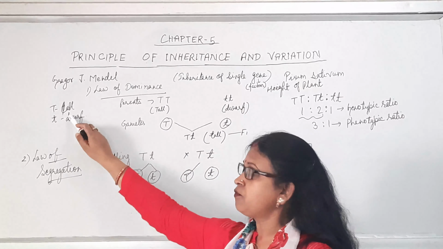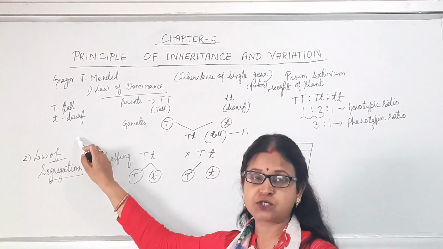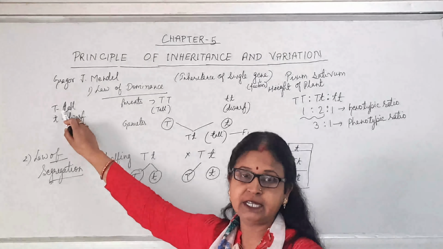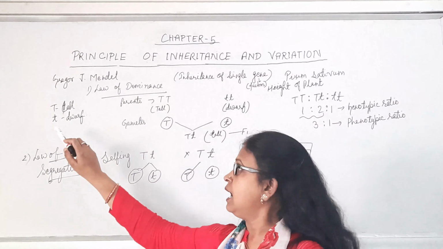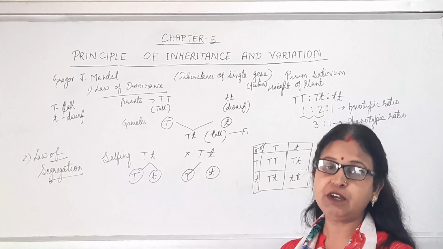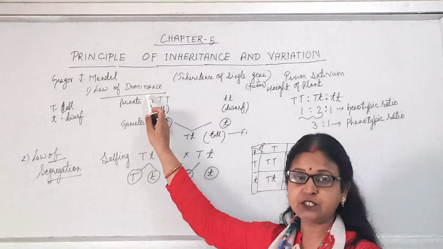Now in the presence of capital T, which is the dominant character, small t will not express itself because capital T is dominant, and the character of small t will be hidden. That is known as the law of dominance. We will discuss it through this.